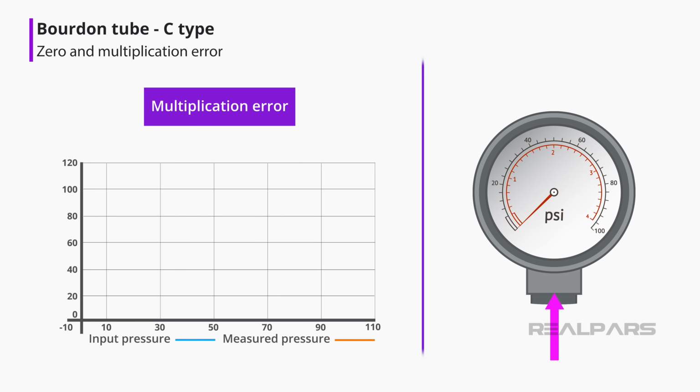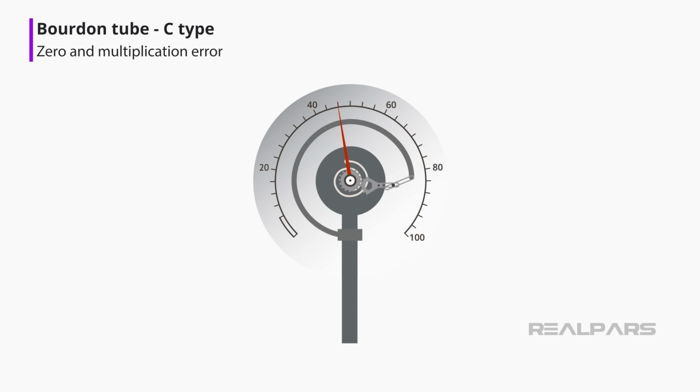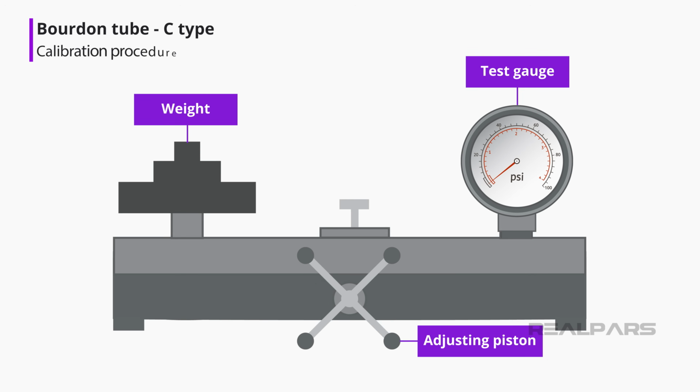Okay, let's repeat. We'll apply pressure and watch the readings to determine what type of error exists. With 0 psi in, the gauge indicates 10 psi. With 50 psi in, the gauge indicates 50 psi. With 100 psi in, the gauge indicates 90 psi. This pressure gauge has a multiplication error because the total movement of the mechanism does not equal the total change in pressure input. Calibration is normally done on a workbench using a pressure sourcing device such as a deadweight tester.